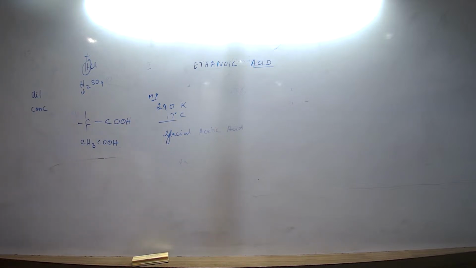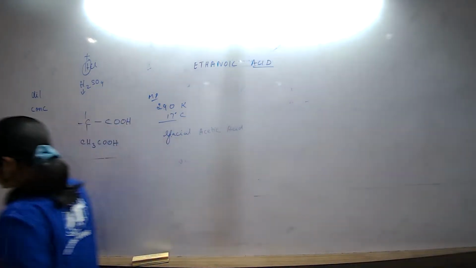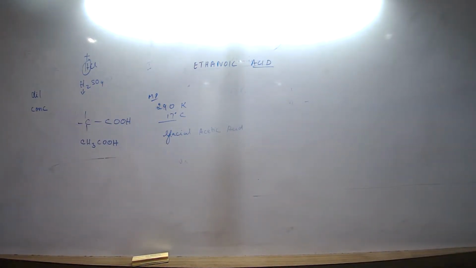Second point, vinegar. Composition of vinegar: how much is it? 5 to 8% solution of acetic acid in water.